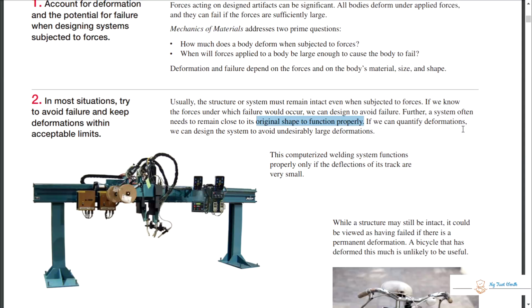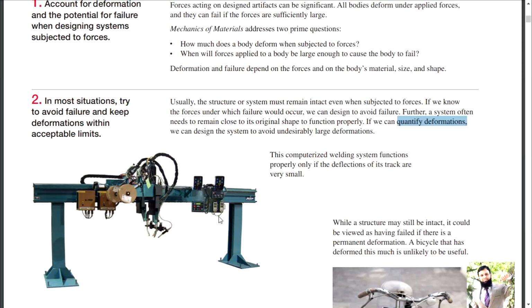If we can quantify deformation, this is important. How are you going to quantify deformation? There are different support conditions and different materials, so the deformation formulas will change. We can design the system to avoid undesirably large deformations.